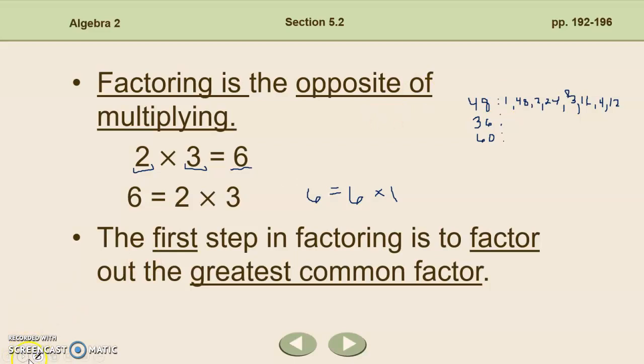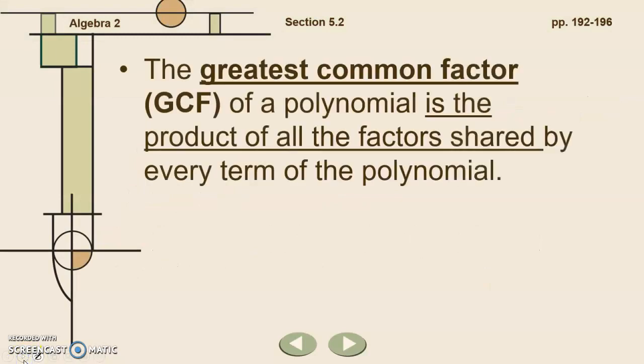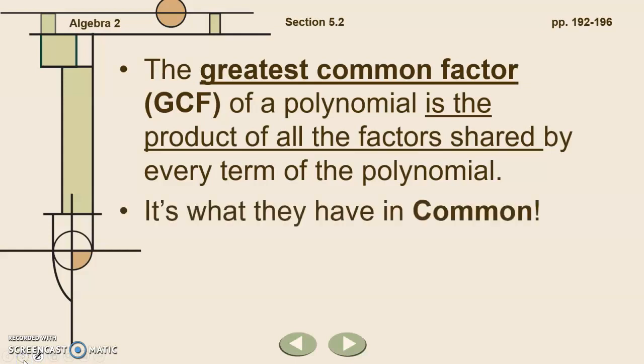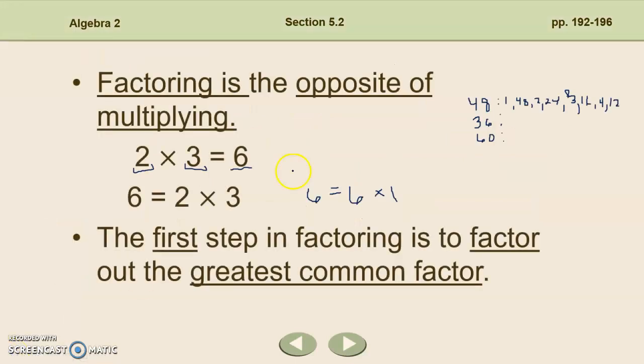Now let's apply it to monomials and polynomials. The greatest common factor when we're talking about polynomials is the product of all of the factors shared by every term of the polynomial. So let's take a look at what that actually looks like. Basically, we want to know what they have in common. Now, when first starting out with factoring, you may have to list every single product individually, like we started to do here with 48, 36, and 60. You may have had to list all of those different factors.